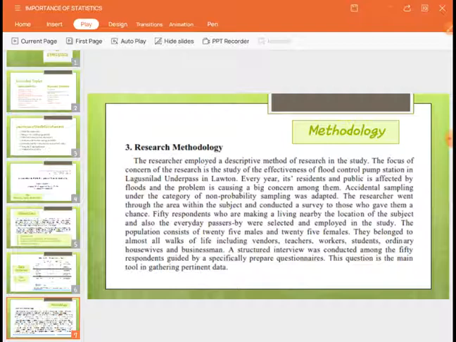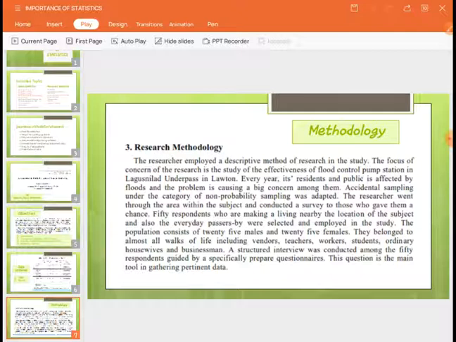So yun, na-distinguish din natin kung anong klaseng respondent sila. So sabi nga, magkahati, no? 25 males, 25 females. They belong to almost all walks of life, including vendors, teachers, workers, students, ordinary housewives, and businessmen. So ibig sabihin, randomly selected. Hindi siya pumili ng dapat professional lang or students lang. Randomly selected yung kanyang respondent.